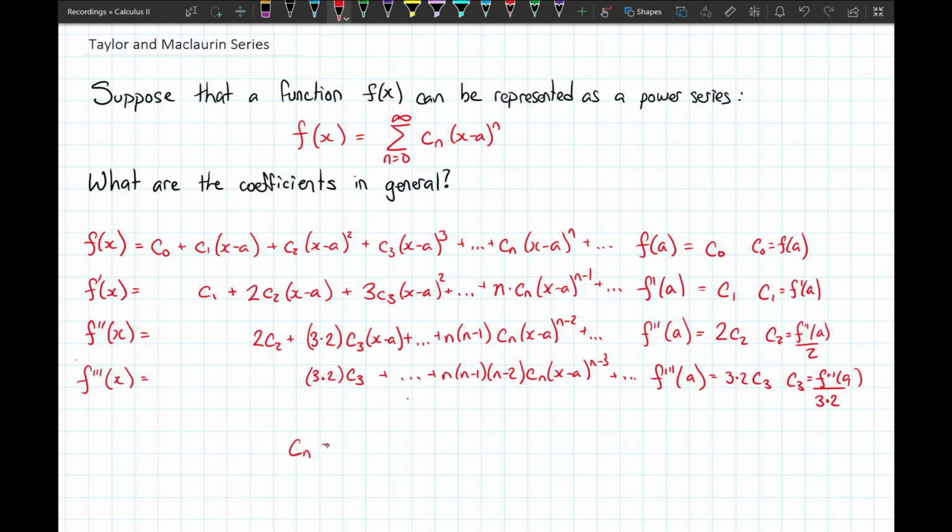And that will be equal to the nth derivative of f evaluated at a, and then we're dividing by n times n minus 1 times n minus 2 times n minus 3 all the way down to 1, which is equal to n factorial. That formula there gives us the value of the coefficients of the power series we're looking for. And this is what we call a Taylor series expansion for a function.